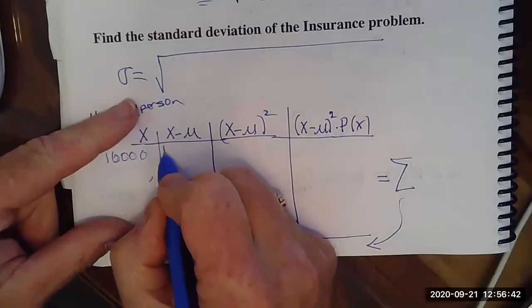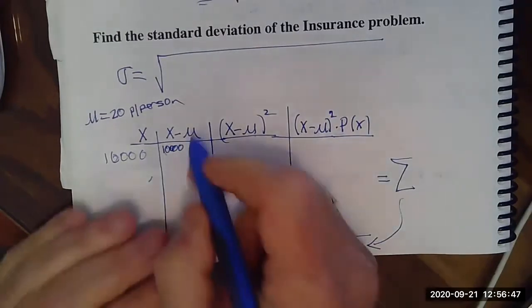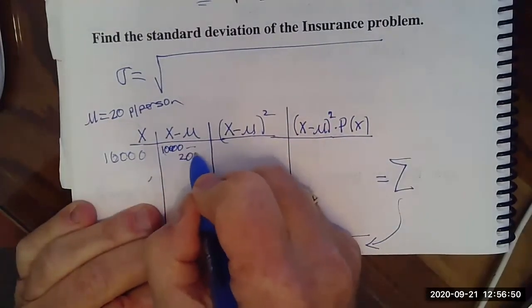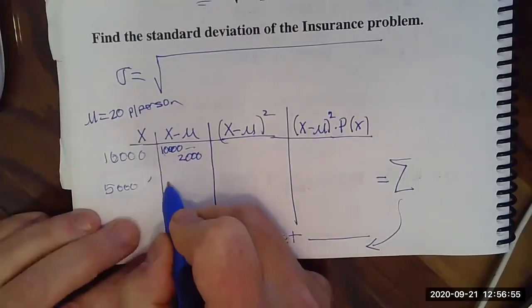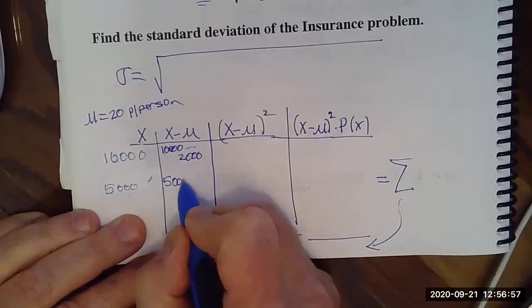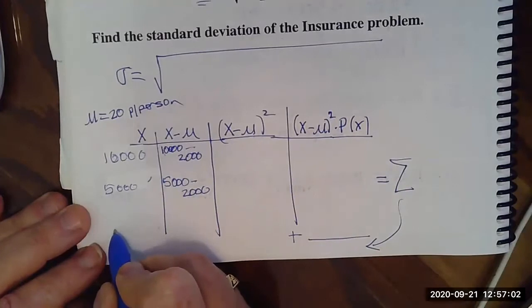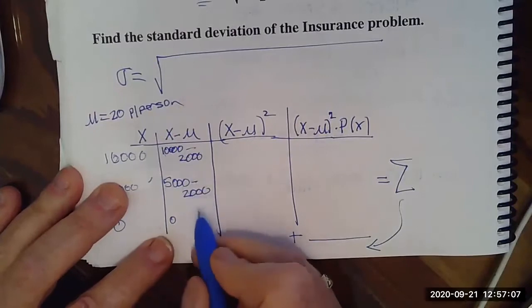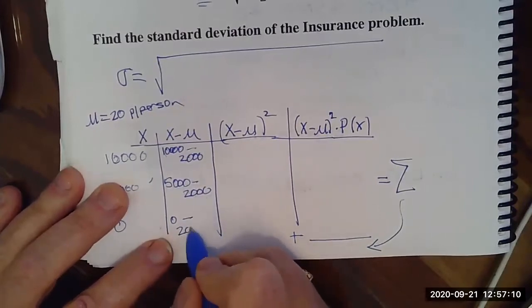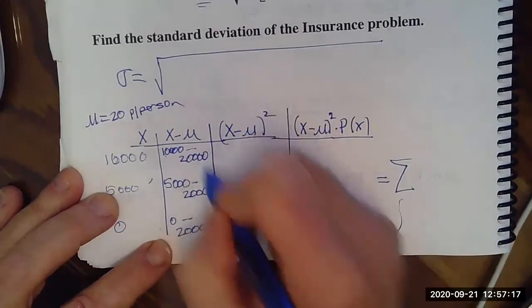Oh boy, can I squeeze this in here? 10,000 minus 20,000. $5,000 minus 20,000. And then this one was 0. 0 minus 20,000. You're saying 20,000, but you're writing, there we go. Thank you.